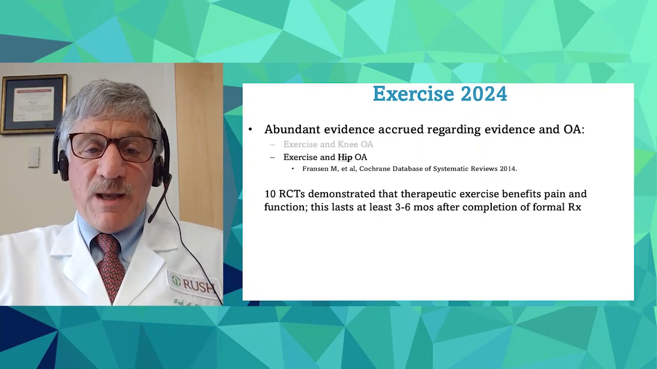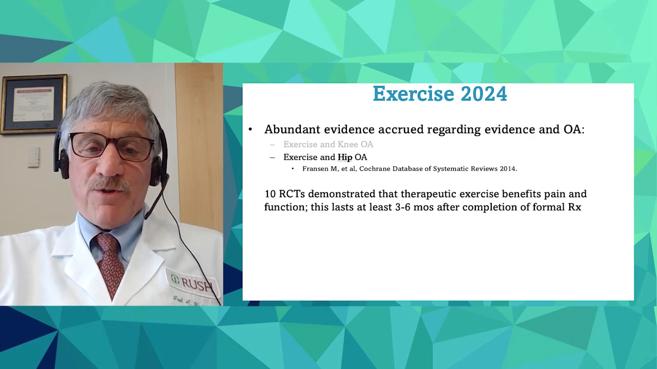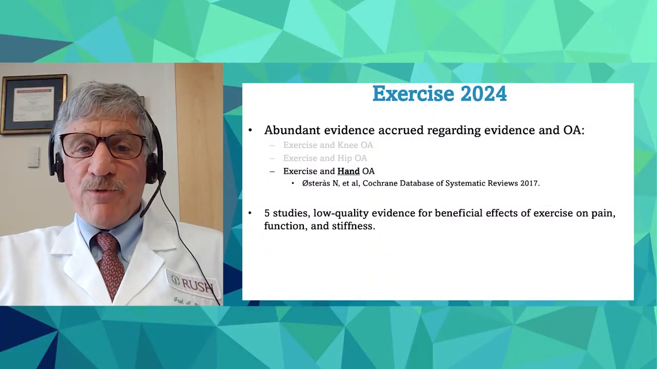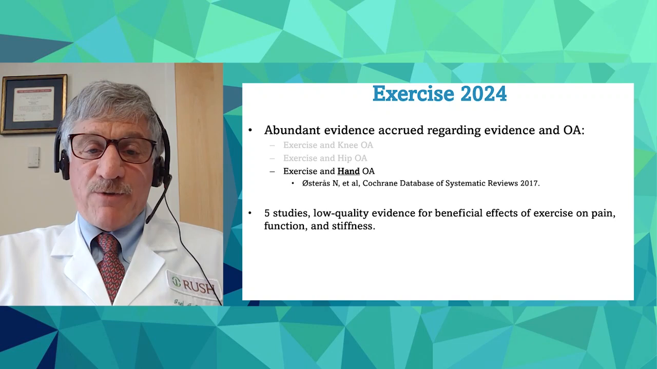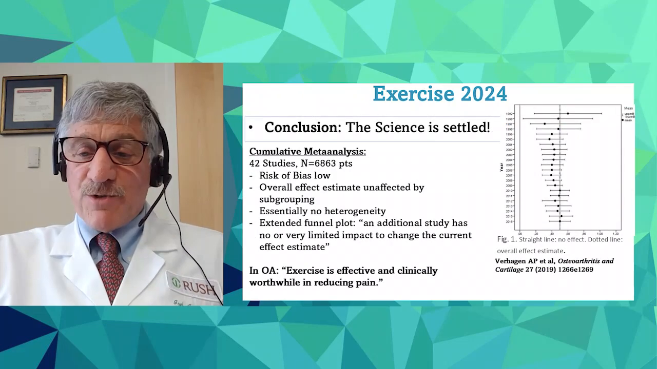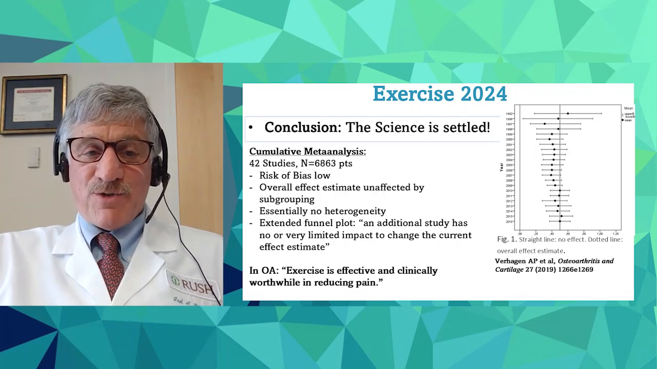Same story in hip OA with, again, very durable benefit 3 to 6 months after completion of formal treatment. And interestingly, even in hand OA, which some of you know is one of the more refractory to treatment, even hand OA benefits from exercise around the hands. So exercise is incredibly effective, and it's one of the few areas, I believe, where actually the science is settled.